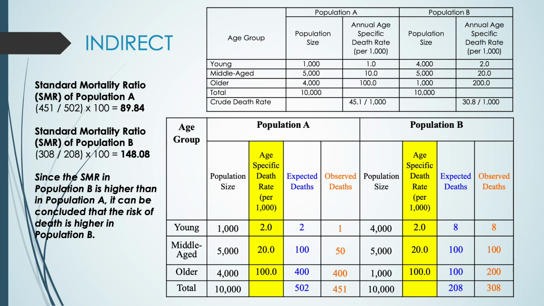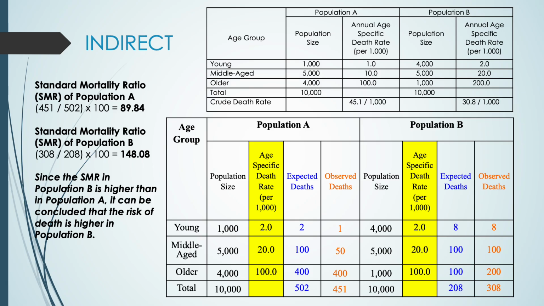For population B, let's go to the older class to hasten things up. So 1,000 population size in B times 200 actual specific death rate as seen in the above table will give us 200,000, which we will divide by 1,000 and get 200 observed deaths in the older class. Again, we also get the total of the observed deaths, and this will be our numerator.